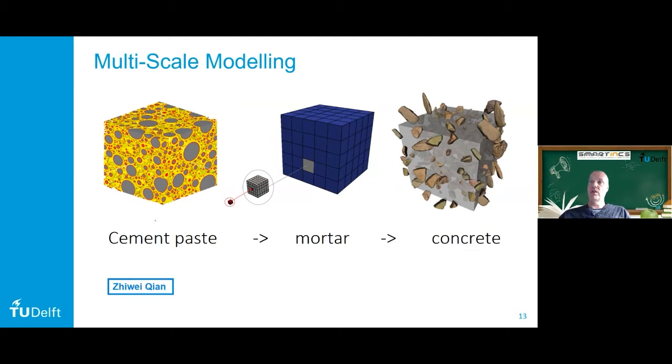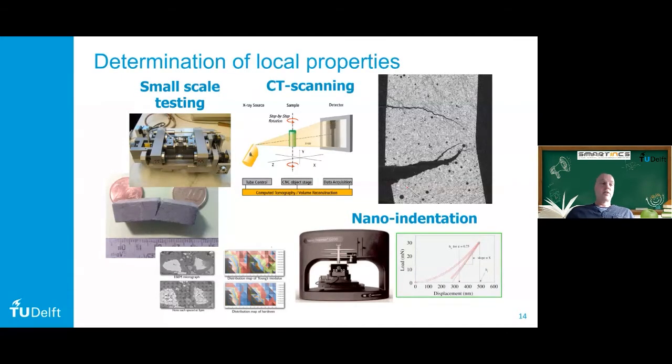So what we do then is we transfer the properties we get from the cement paste scale to the mortar scale, and then we transfer that to the concrete scale. That's the way we do multi-scale modeling. But you still also need properties. So if you do modeling on all these scales, you also have to measure your properties on each scale, and you have to do validation. So how to get the local properties? Then we also have to do small scale testing.